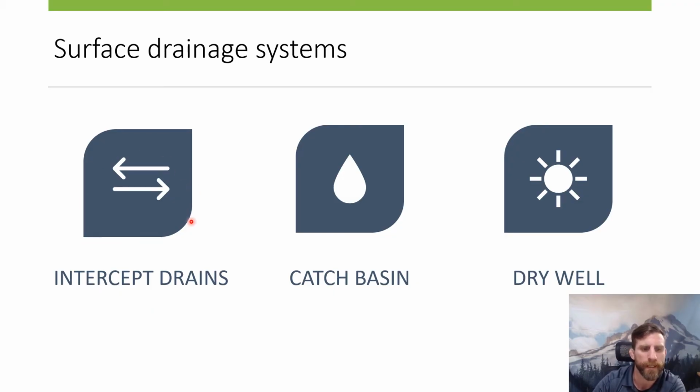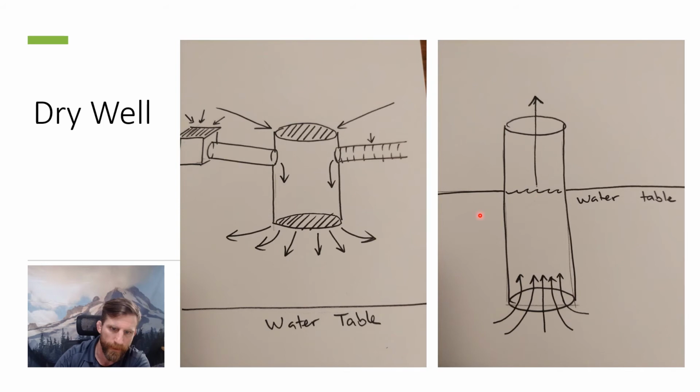All right, so we've talked about intercept drains and catch basins. Now let's wrap things up with a quick discussion on dry wells. In the picture here on the left, I have a drawing of a dry well. Here is a catch basin tied to a drain tile, and on the right is an intercept drain tile, perforated drain tile, or a drain tile that's installed for managing your water table.